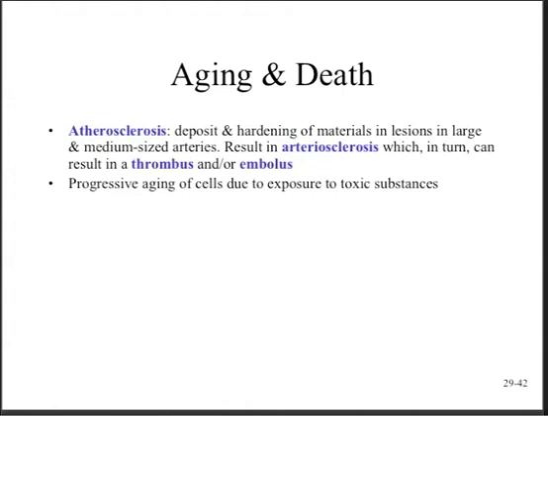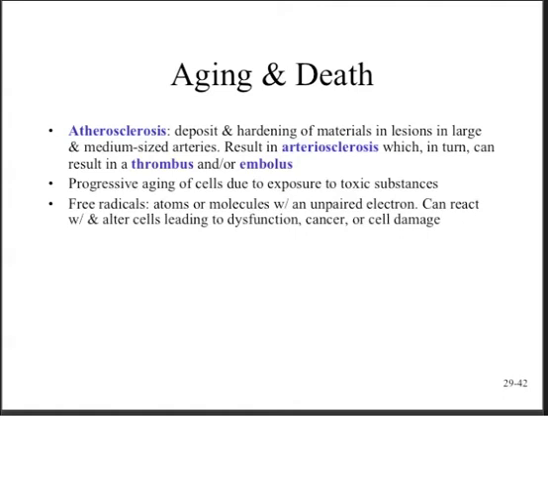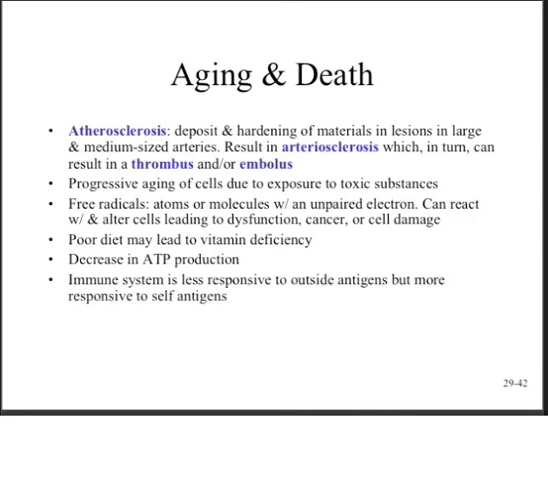Aging of the cells happens due to exposure to toxins. Free radicals build up. These are electron-poor species that steal electrons from covalent bonds of viable molecules, and this results in cellular dysfunction, can lead to conditions such as cancer or apoptosis, and a poor diet can result in loss of fuel and reduction in vitamin content, which is going to decrease ATP production. The loss of energy is going to accelerate cell death and tissue death.